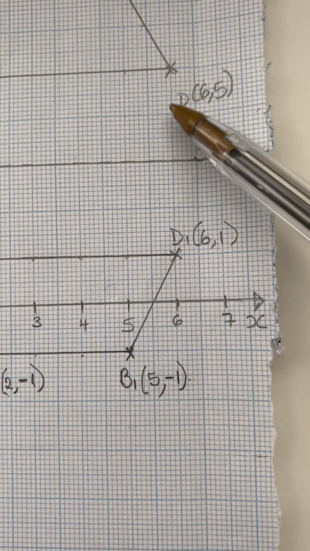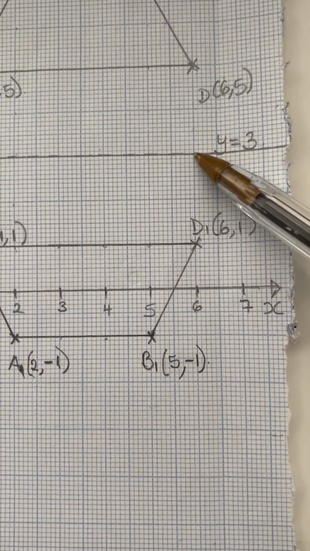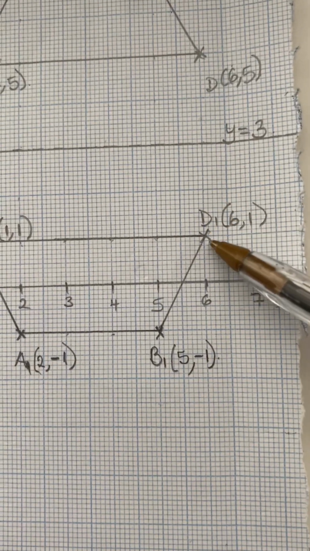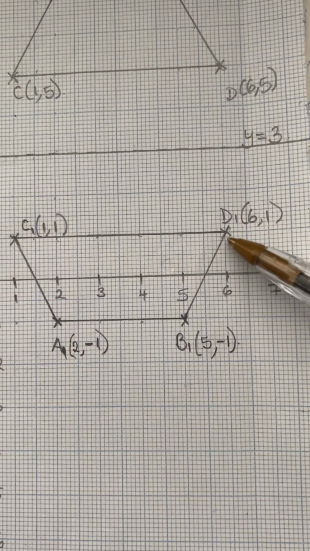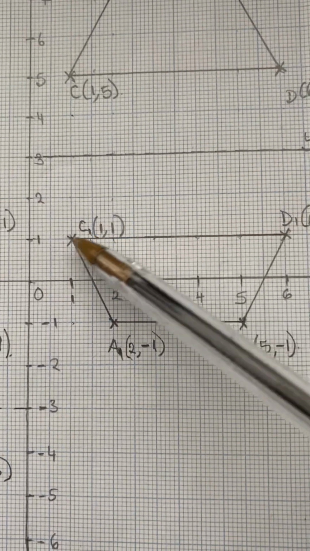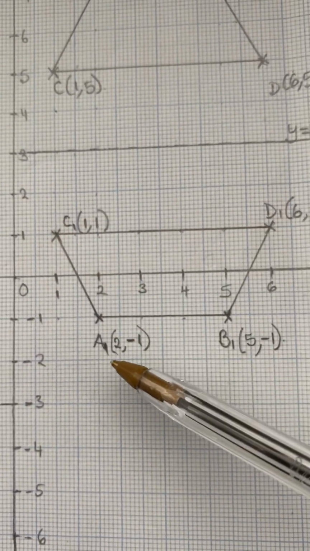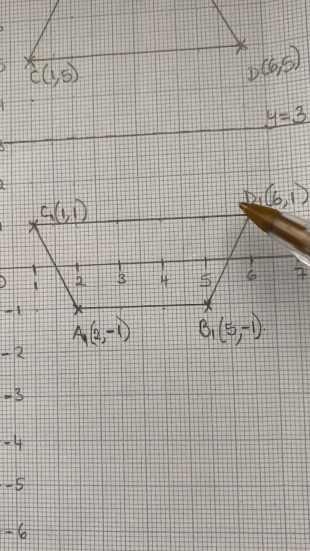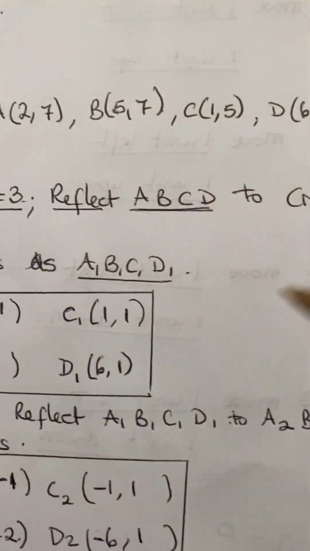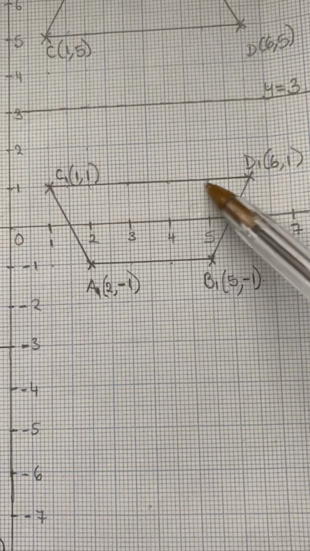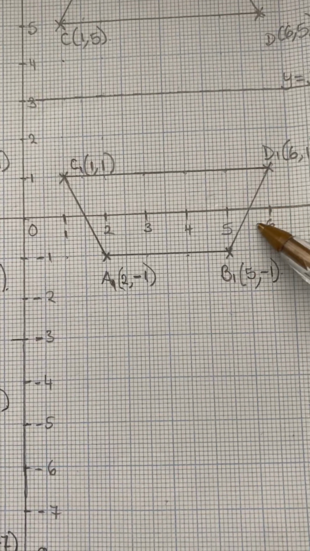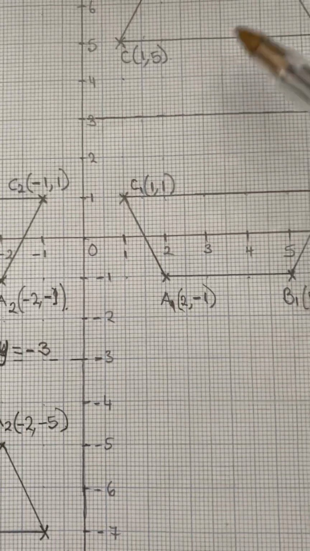D1 now is 1, 2 to the mirror line. So I'm going to count 2 units away. 1, 2. So the new coordinate will be 6, 1. Now, so I've got A1, B1, C1, D1. Now I've listed them here. I'll take a ruler and connect it. Okay, so that will be my new image, the first image from the object.